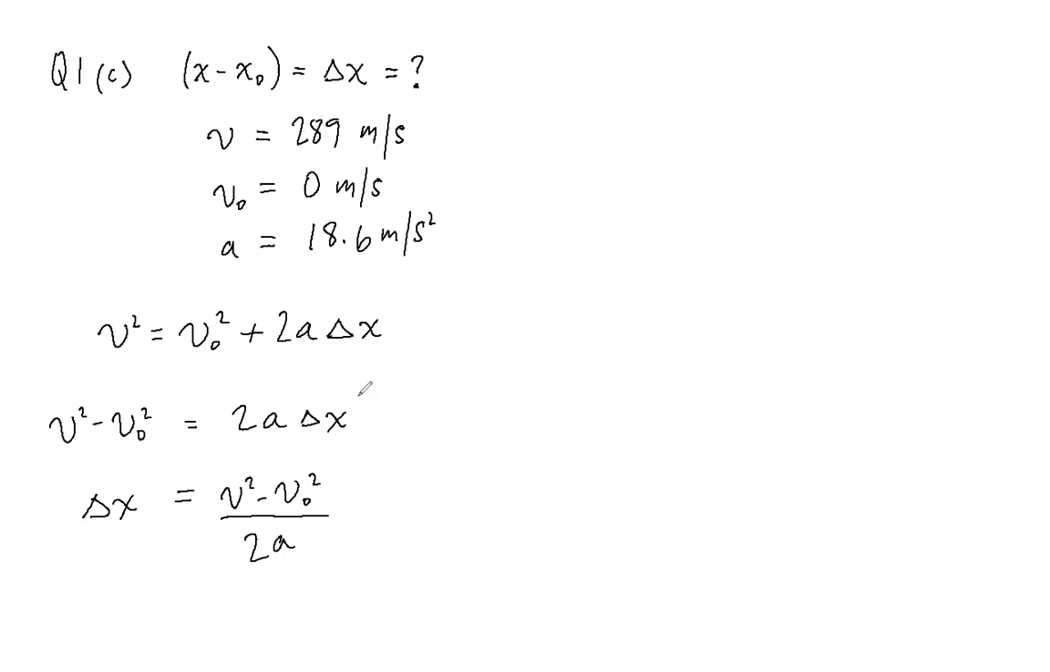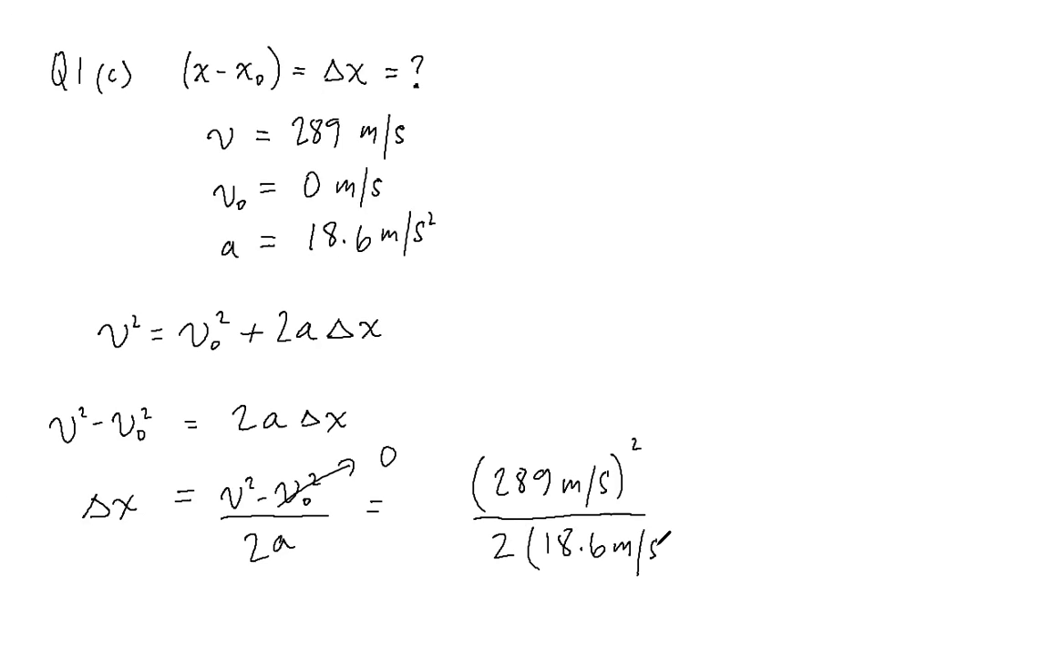Okay, so the v squared minus v0 squared is up here. Now we divide both sides by twice a, so that shows up down there. And so now I can plug in my 0, my 289, et cetera. So I have 289 meters per second, and the whole thing squared here. This guy's just 0, so forget about it. And down here we have 2 times 18.6 meters per second squared.